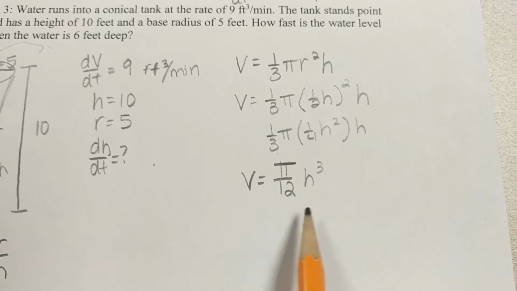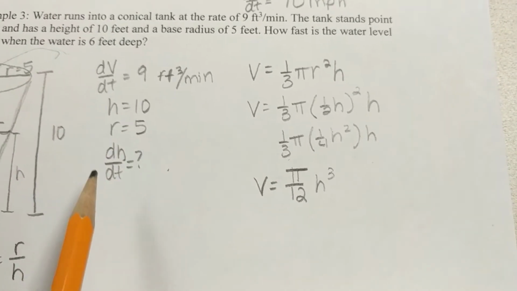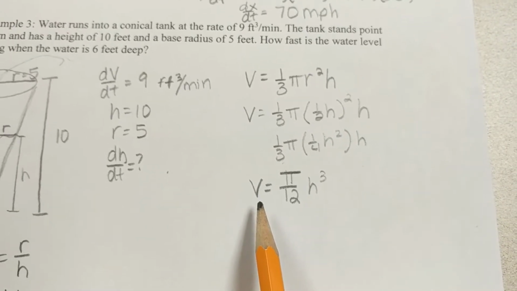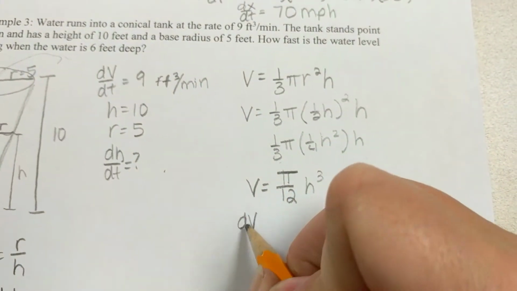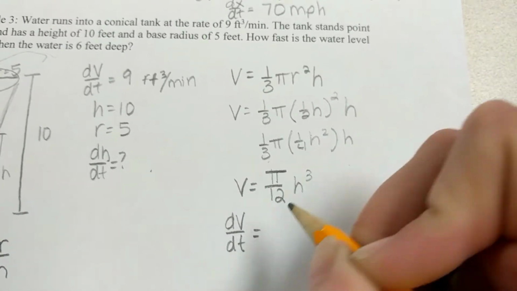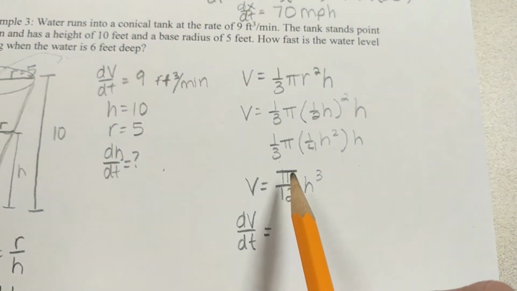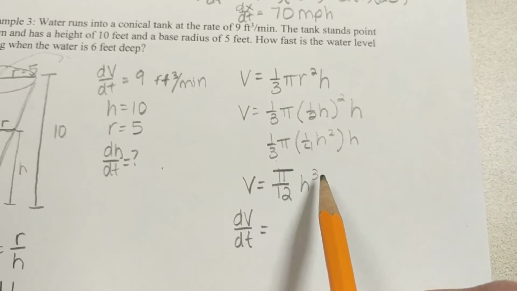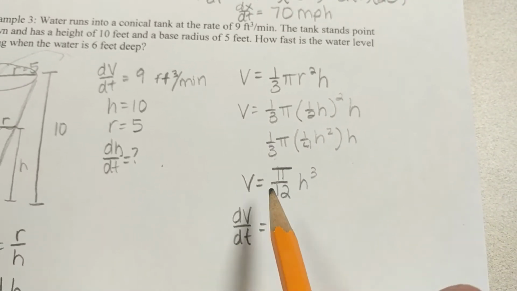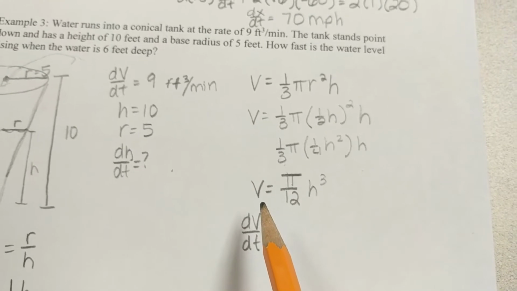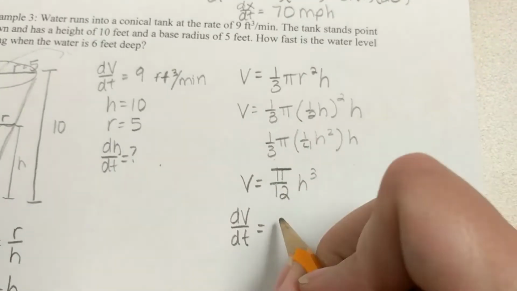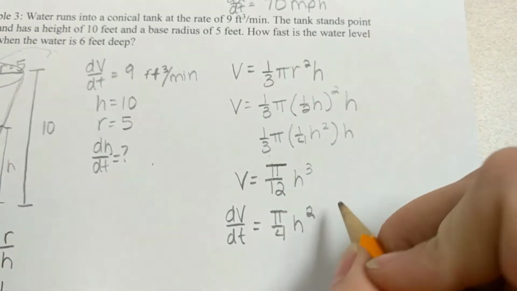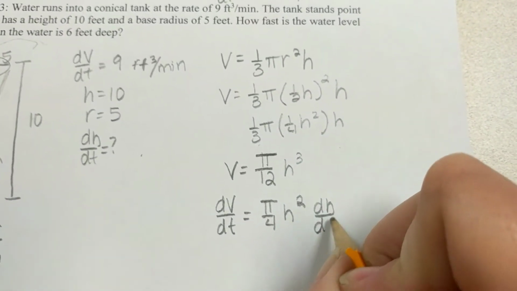Now we want to use this formula to find rates. So the change in volume with respect to time, derivative of V is dV/dt. Now pi 12ths is just a number, not a scary number. We just do the power rule. So 3 times pi 12ths is 3 pi 12ths, which is the same thing as pi over 4, h squared dH/dt.